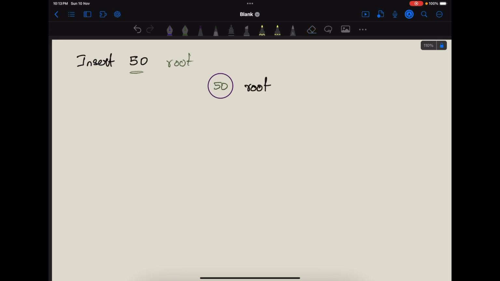Now you have to check the balance factor. There is no left-hand node and no right-hand node as of now. Both are null initially, according to the declaration. The height of the left subtree is 0 and the height of the right subtree is 0. There are no branches, so 0 minus 0 is equal to 0.